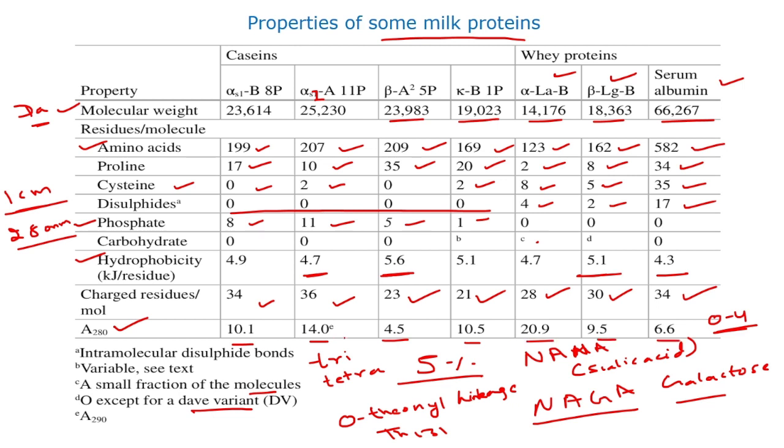So we can see that absorbance is higher for alpha S2 casein, whereas for alpha lactalbumin it is 20.9. So these are some of the properties of some milk proteins.